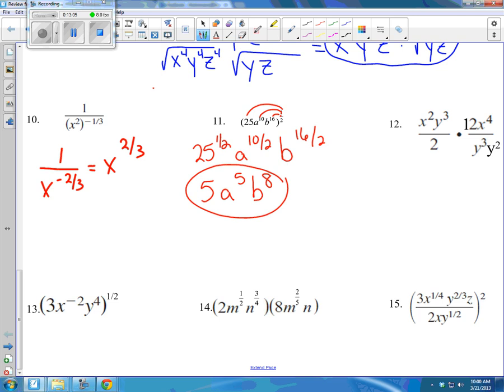So that's 11. 12, this is just like everything that we've done in the past. I'm going to organize. So I'm going to put my numbers together.